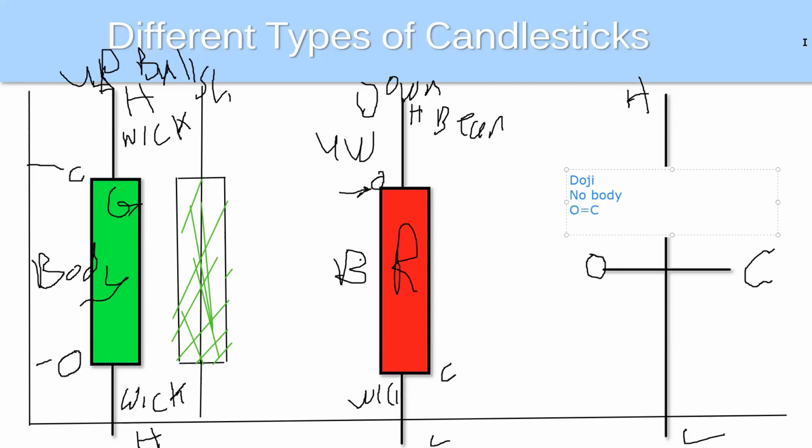And what else can we say? It doesn't necessarily need a wick. That's the other thing, is that these candles don't necessarily need wicks. If this green candle or up candle did not have a wick, and the price opened at the low and then closed at the high, then this candle would not require a wick. Same with the doji sometimes.